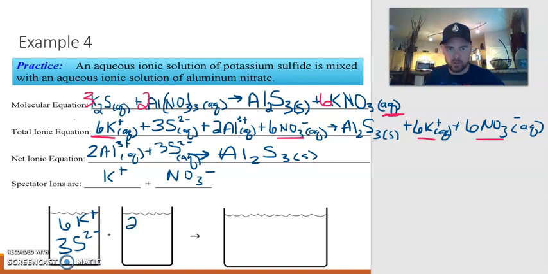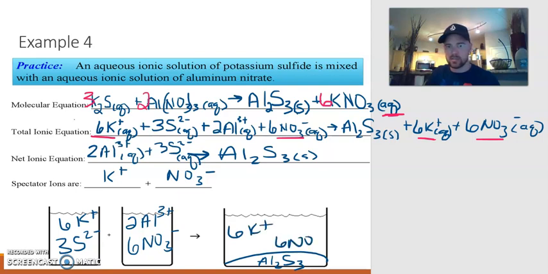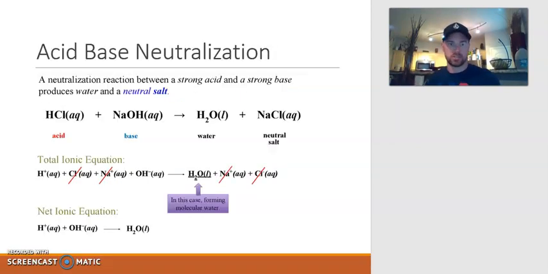So those 2 aluminums that I had here, and those 6 nitrates, I just pull down and draw them in the beaker, just like that. And then the final beaker is basically saying, once you mix those, what do you create? The first thing you create is the solid, which we know is Al2S3. And then your spectator ions are above, those 6 potassiums and those 6 nitrates. Those are going to go right above, just like that. And that's it. That's how you write out your different types of equations.